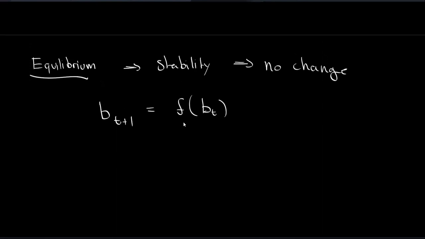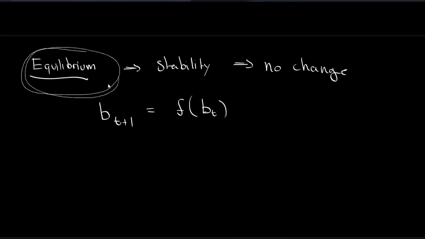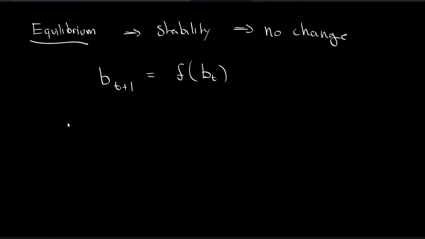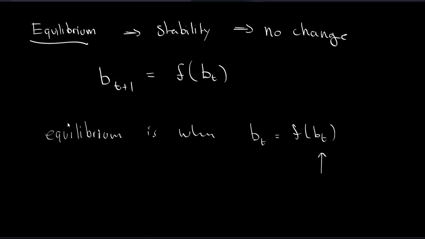If we say that we are at equilibrium, that means that we don't change. So in other words, equilibrium is when b of t is equal to f of b of t. In other words, you put b of t into your updating function and you get back that same number. And this equilibrium, we'll just replace it by x star. So x star is the equilibrium.